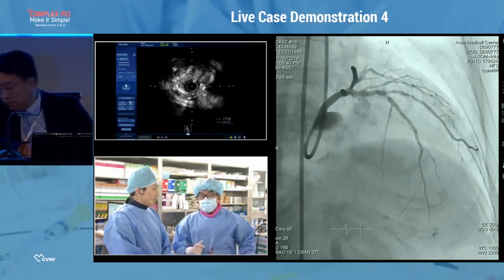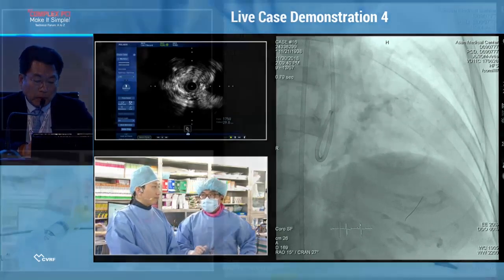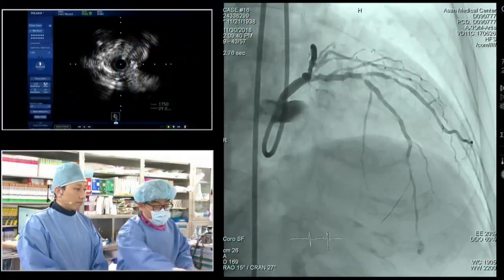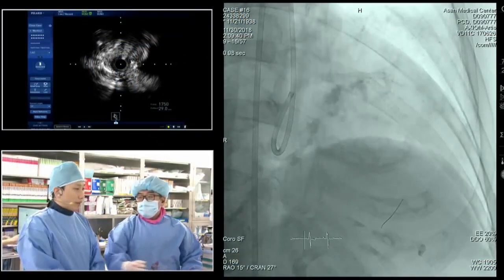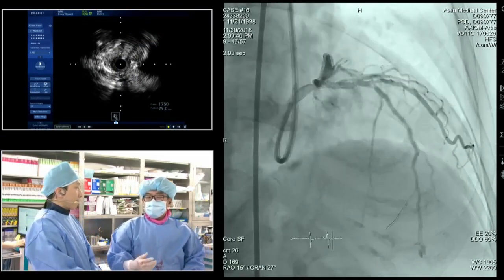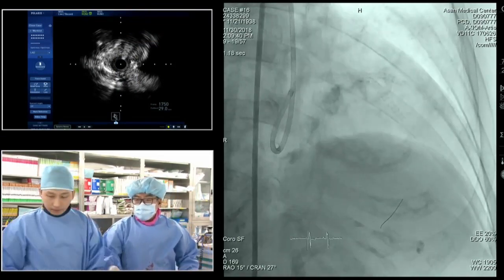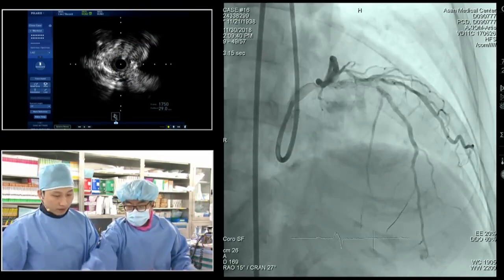We will do a nice proper balloon dilatation. If there is no dissection after that, we do DEB. If we do have flow limiting dissection, then we have to put in a stent. Okay, thank you.